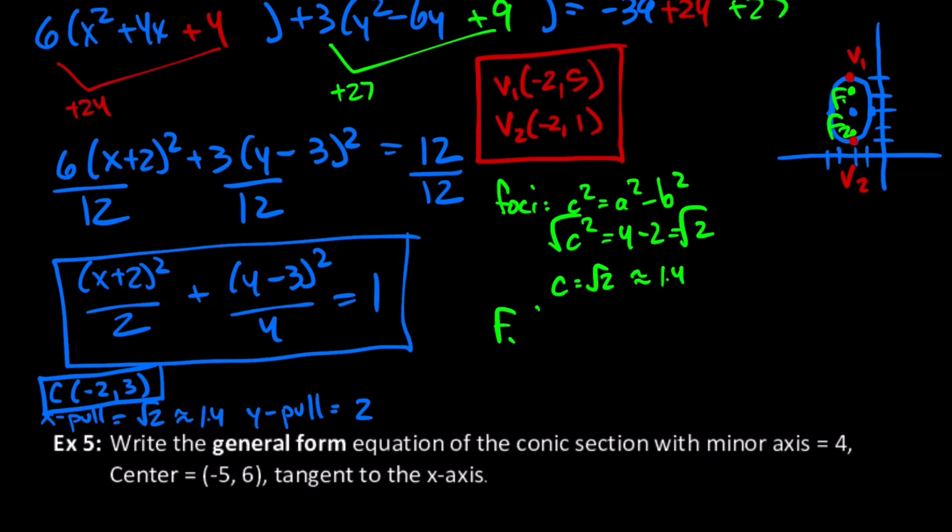Now this is where it's a little bit harder to come up with the coordinates. Remember what we're doing. We're taking this value of c, which is the square root of 2. We're going to be adding it to the y value of the center. That's how I get f1. To get f2, I subtract it from the y value of the center. So I really don't even need to look at my graph once I realize I'm going up and down. So f1 will be negative 2, comma 3 plus square root 2. f2 will be negative 2, comma 3 minus square root 2.